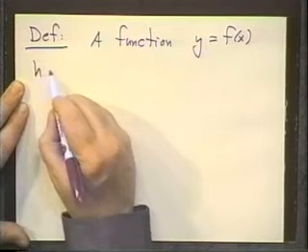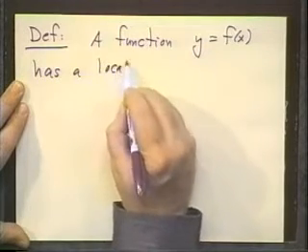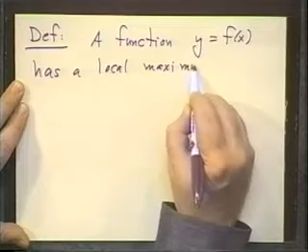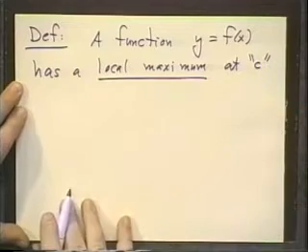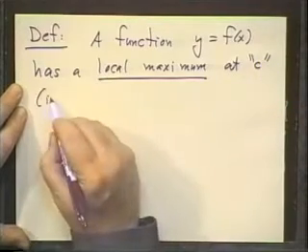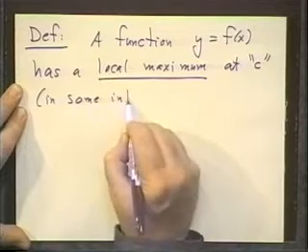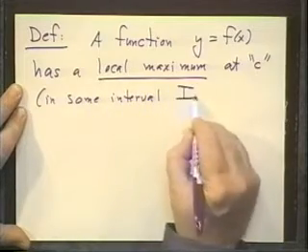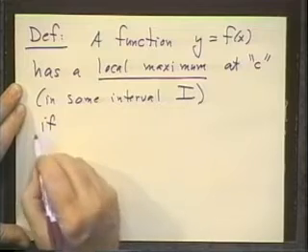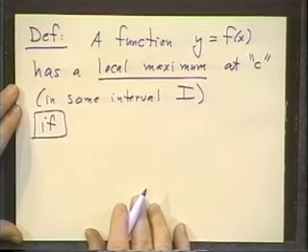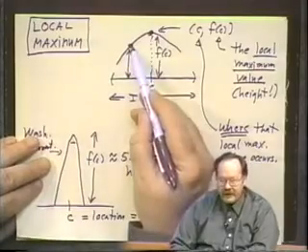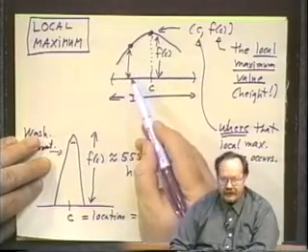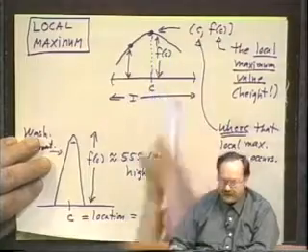A function y equals f of x has a local maximum at some point c. I'll put c in quotes there, and that c is in some interval I. I'll put that in parentheses. That's assumed here. If. Now, how do we tell if that point gives us a maximum? Well, as we saw in the picture, every other point nearby has a shorter value for the function. The maximum is the biggest.